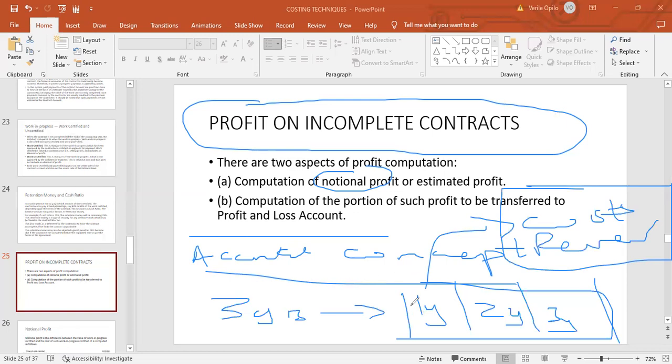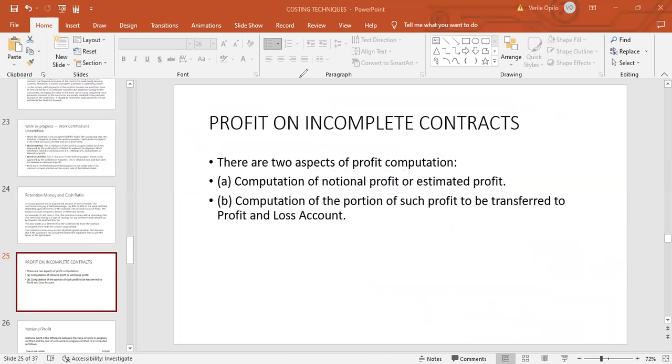So therefore, you have to compute what we call the notional profit and estimate for this period that we have undertaken the contract, for the service we've provided, for the amount of work we've completed, how much in total have we made in terms of profits. So that is something that the business needs to factor in.